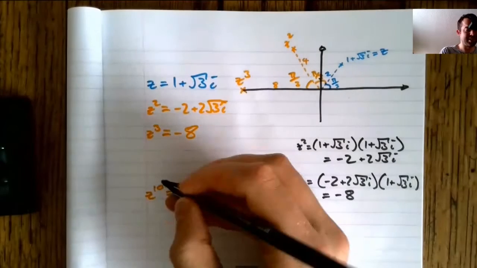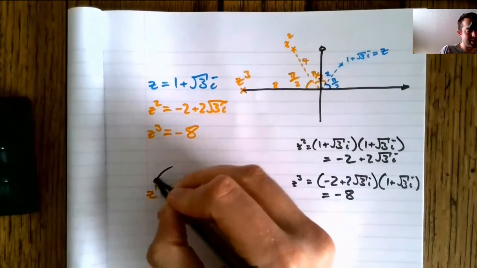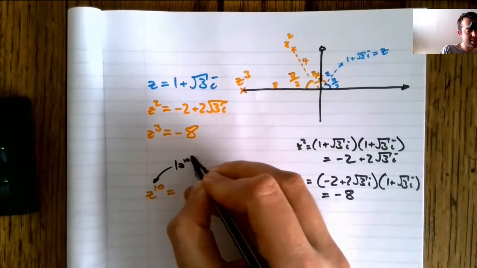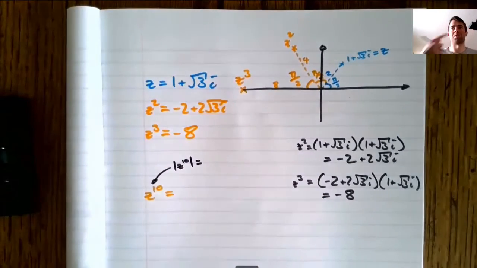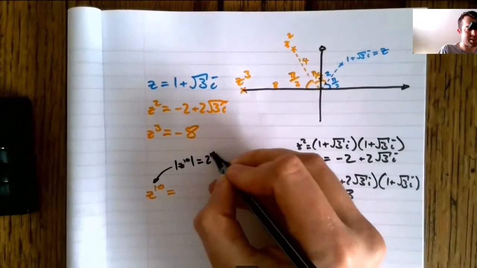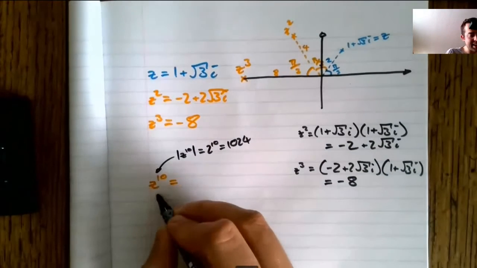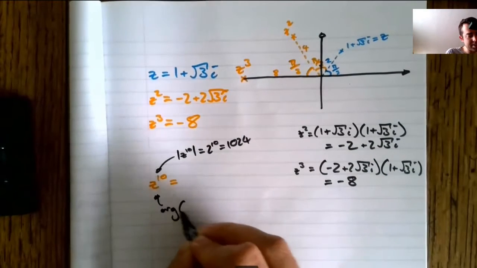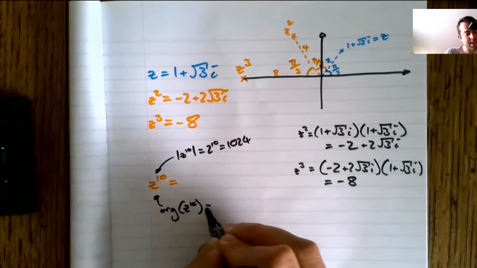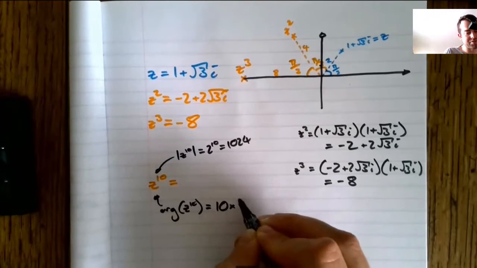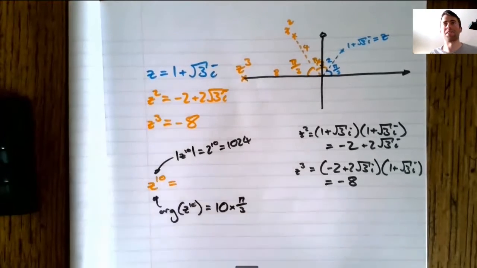The modulus, slightly easier. The modulus of z to the 10 is going to be 2 to the power of 10, which is 1024. And the argument of z to the 10 is going to be 10 lots of the argument of z.